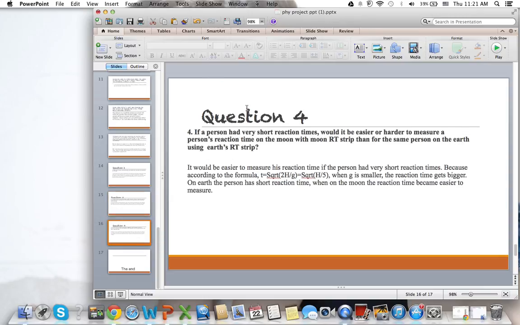Question 4. If a person had very short reaction times, would it be easier or harder to measure a person's reaction time on the Moon with a Moon RT strip than for the same person on the Earth using an Earth RT strip? It would be easier to measure his reaction time if the person had very short reaction times, because according to the formula t equals the square root of 2h over g, which equals the square root of h over 5, when g is smaller, the reaction time gets bigger. On Earth, a person has a shorter reaction time. When on the Moon, the reaction time becomes easier to measure.